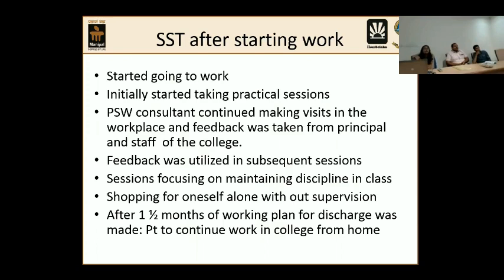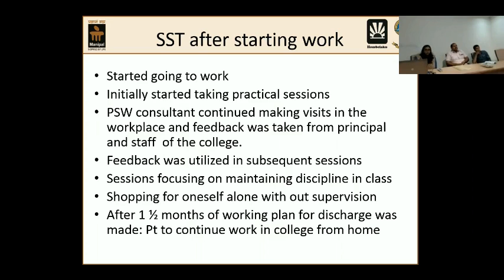At this point of time, he also started shopping for himself alone without supervision. So he could go and buy things for himself and come back. After 1.5 months of working, we made a plan for discharge. The discharge plan was that he would continue to work in the same college from his home. We were able to discharge him in August 2015.